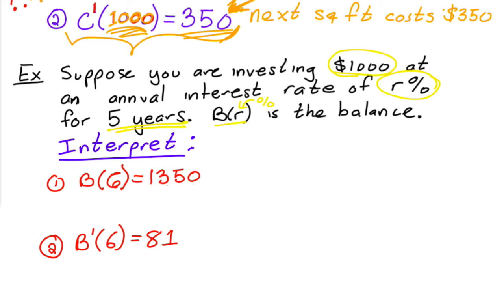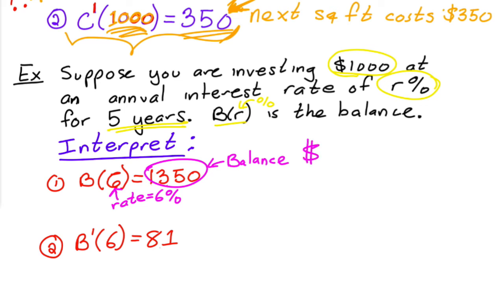Okay, so this first one says that if the R, this 6 represents R, so if the rate is 6%, the balance after 5 years is $1,350. Okay, now what does this guy tell me? Now this is in dollars, sorry.